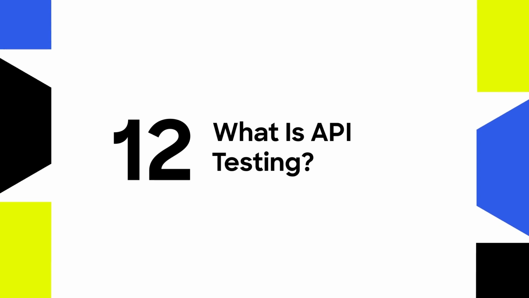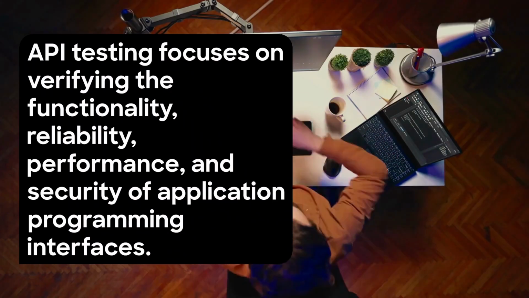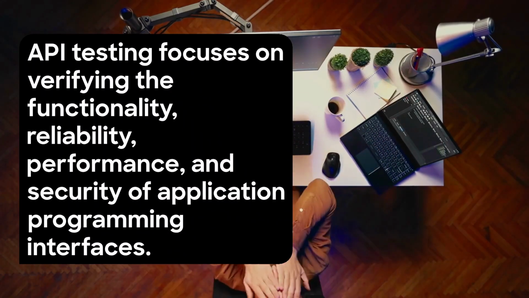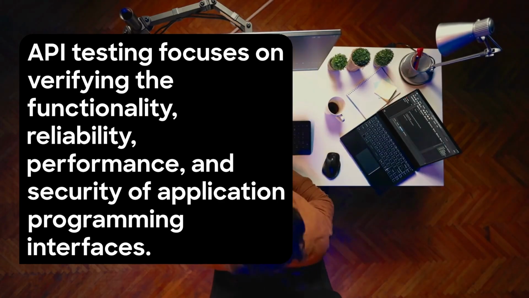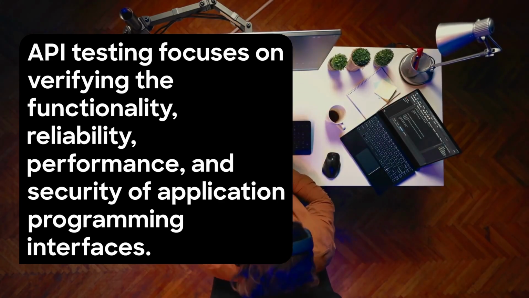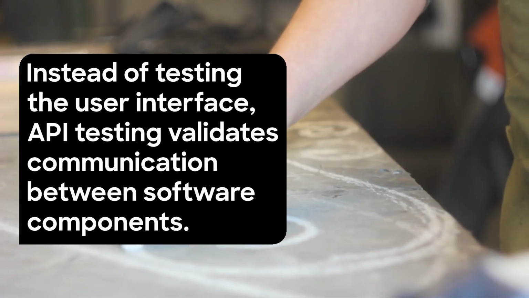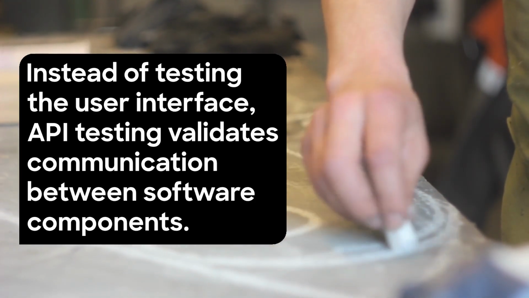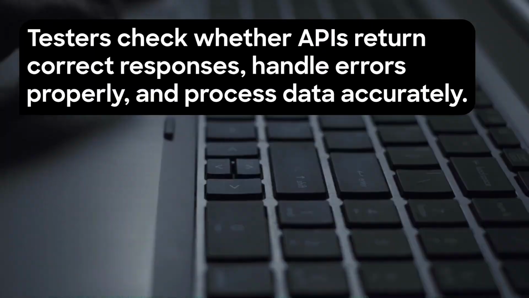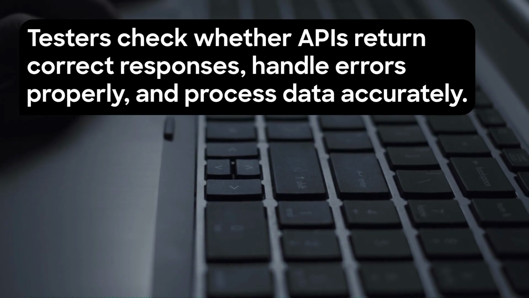12. What is API testing? API testing focuses on verifying the functionality, reliability, performance, and security of application programming interfaces. Instead of testing the user interface, API testing validates communication between software components. Testers check whether APIs return correct responses, handle errors properly, and process data accurately.